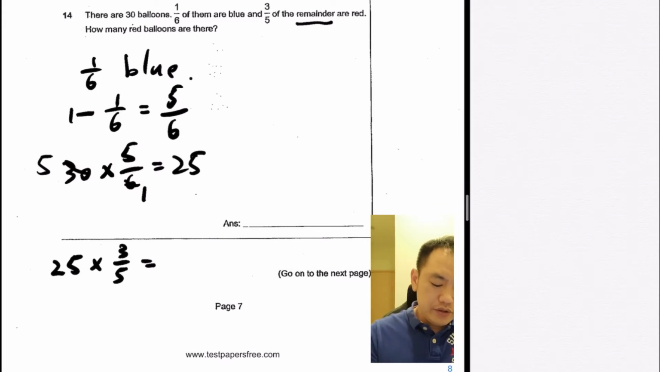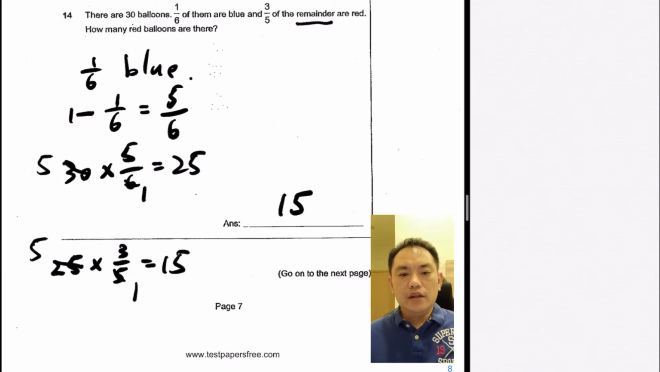So again, this can be simplified. 5 divided by 5 is 1, and then 25 divided by 5 is 5, and then 5 times 3 is 15. Okay, so the answer is 15. So the tricky part is he's talking about the remainder. It's not 3 over 5 of the total 30 balloons. It's 3 over 5 of the remainder.